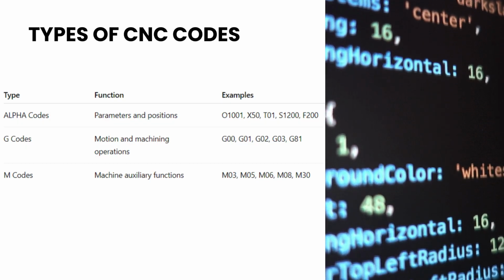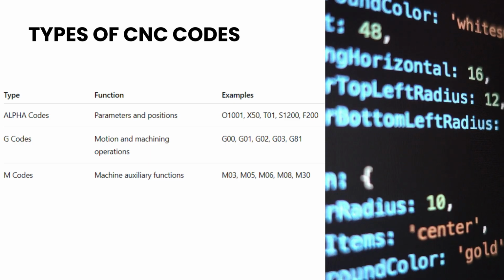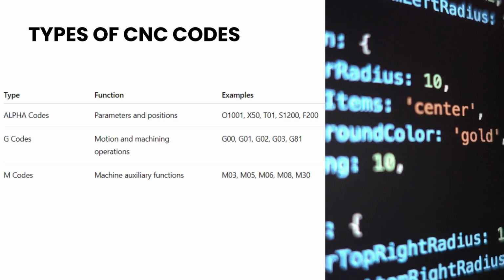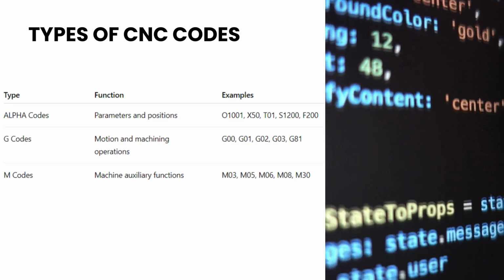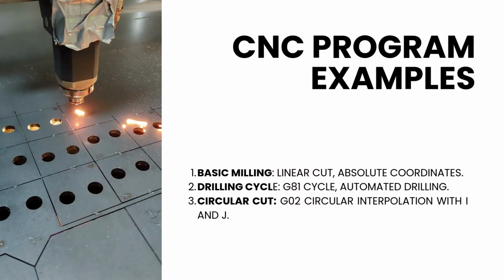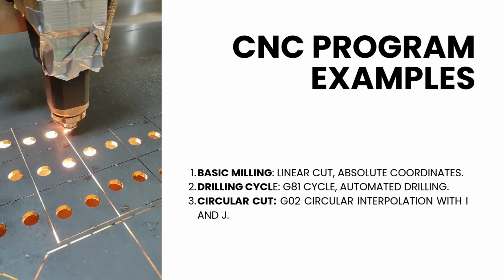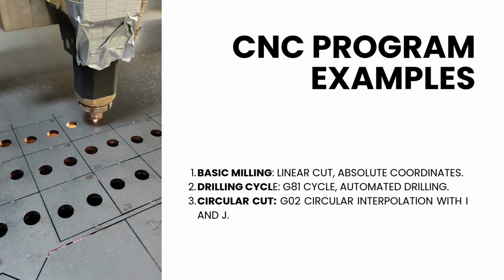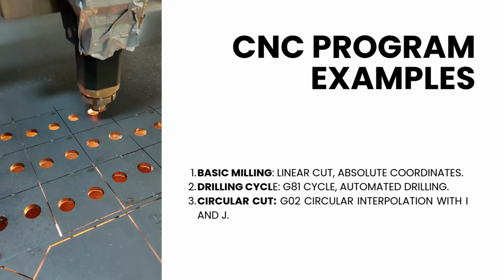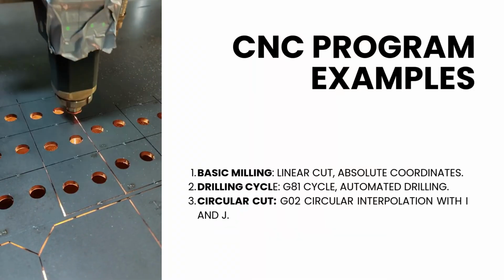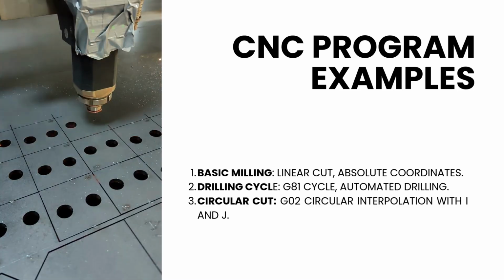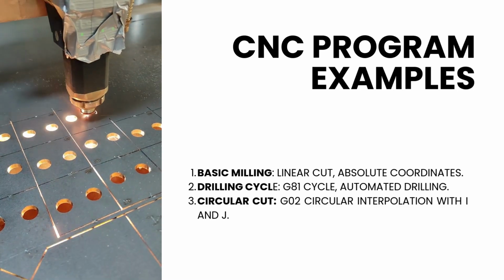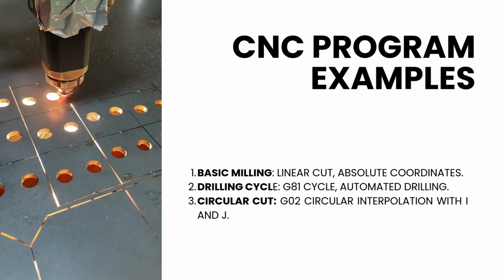M codes are like stage directions in a play. They control everything that happens behind the scenes to support the main actions. With these three categories, you can write programs that are clear, logical, and adaptable to many situations. Let's see how they come together in real-life examples. Our first example is a basic milling operation.